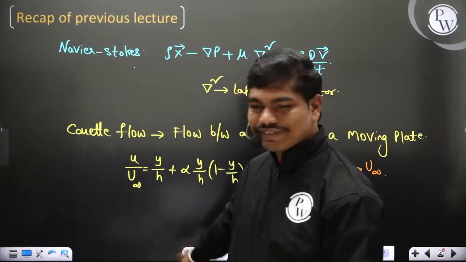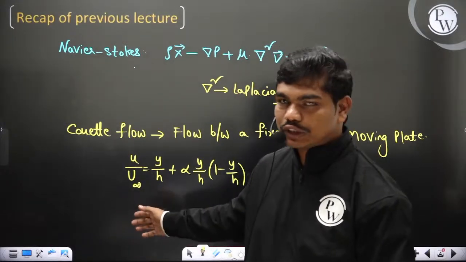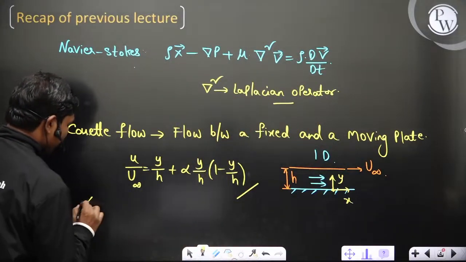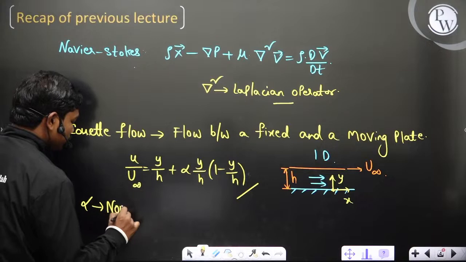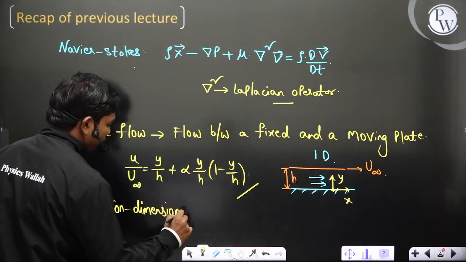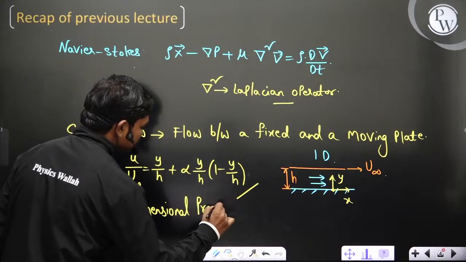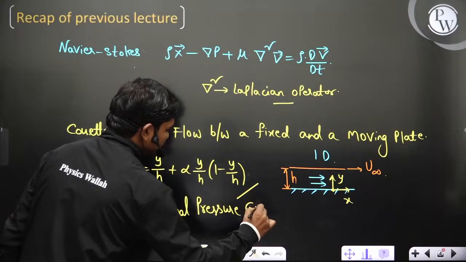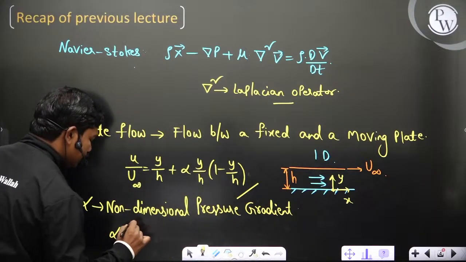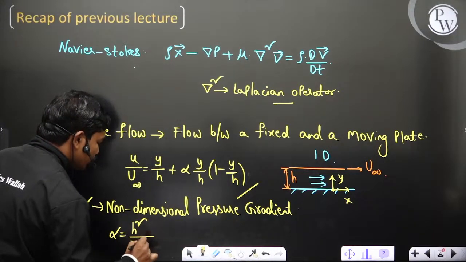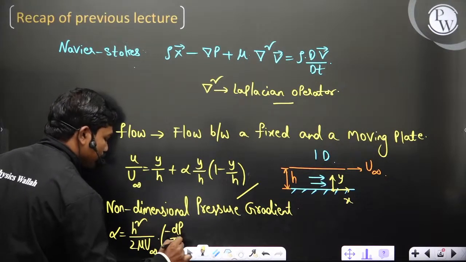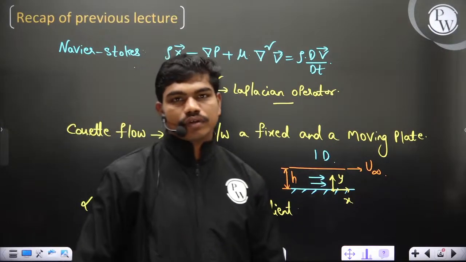Like these are the points that we have seen in the last lectures. Okay, and I have shown you that after a bit of algebra, this is what you get. And alpha is called the non-dimensional pressure gradient, and alpha is actually equal to h square by 2 mu u infinity into minus dp by dx, is what we have seen. Correct? Clear?